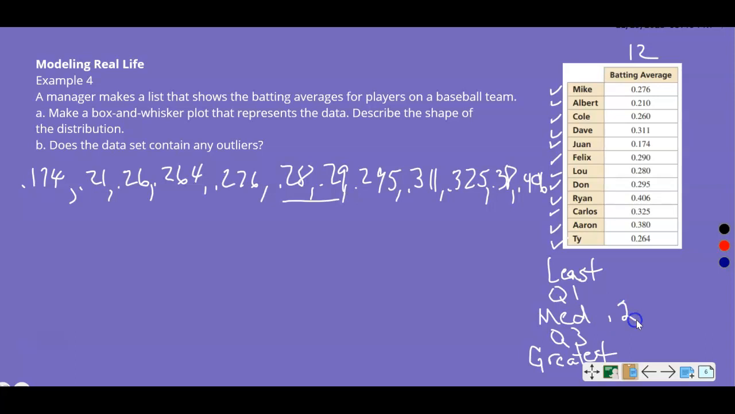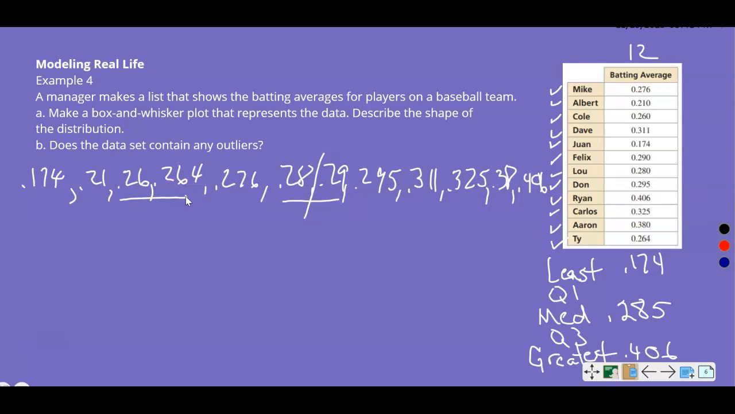So 0.285 is the median. All right, so it's obvious the least value is 0.174. The greatest value is 0.406. Now we need to find the median of the first half. So this is the middle. What's the median of these first 6? So 1, 2, 3, 4, 5, 6. That means these middle 2 here have to be averaged.